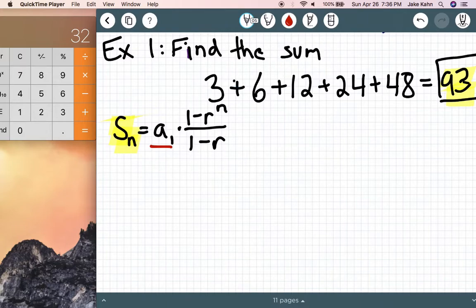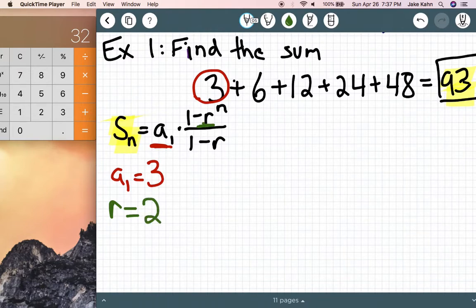The first thing that I underlined here in red is A1. If you looked at the PowerPoint or remembered from last week, A1 is the variable used to represent your first term. What is your first term in this short series? It is 3. So I'm going to say A1 is equal to 3. Okay, next variable is R. What does R represent? That means your common ratio. What number are you multiplying by between each term to get the next term? And we already said that we are multiplying by 2 in between each number in this list. So R is equal to 2.